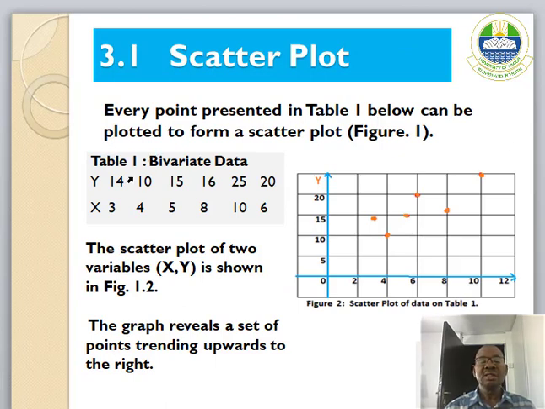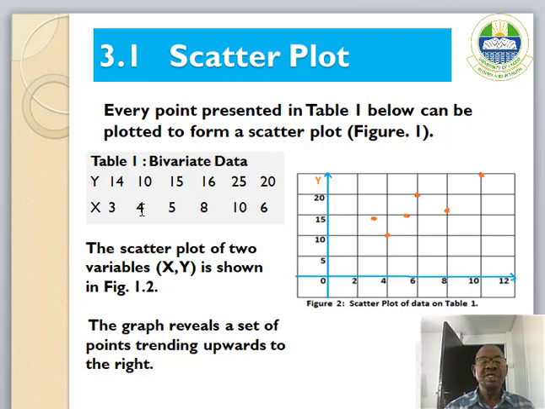We can use the Cartesian plane to represent bivariate data. Bivariate means two variables, x and y. Look at this value, 3 for x and 14 for y. It can be represented on the Cartesian plane by going to where x is 3, that is here, going up to meet where y is 14, that is a little bit below 15. So we put a point or a star here.